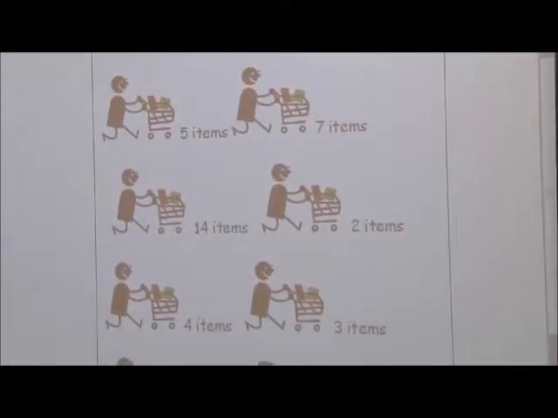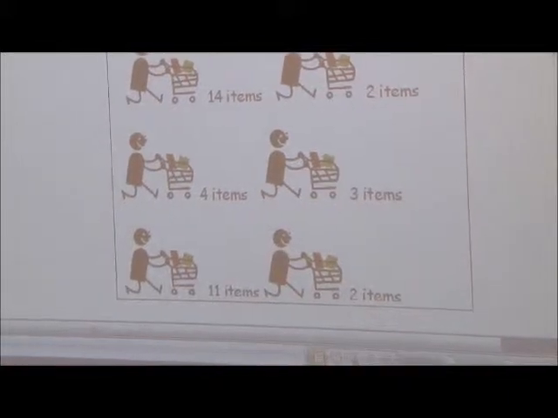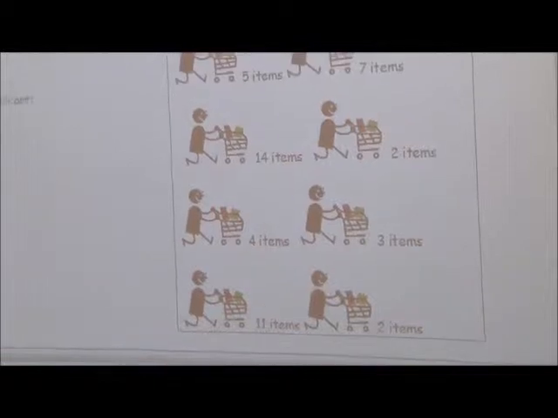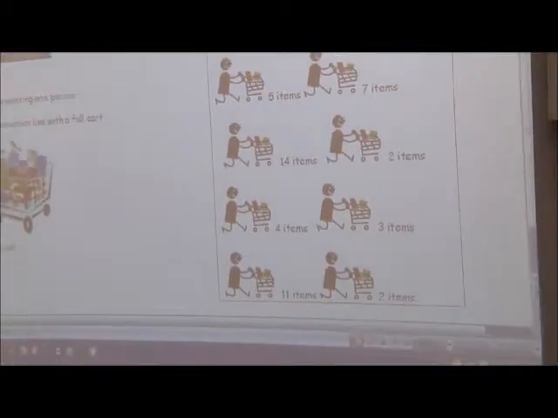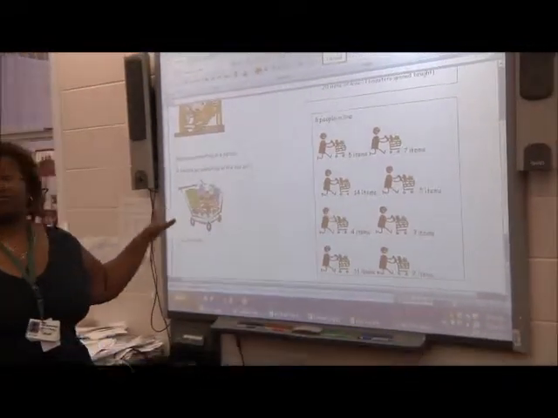The fourth has 2. The fifth has 4. The sixth has 3. The seventh has 11. And number 8 has 2 items. Now over here, the cashier is waiting on one person already, and the second person has a cart full of items.